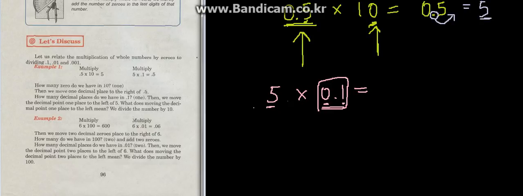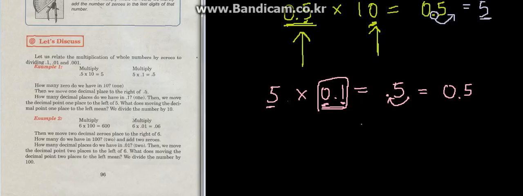So what you will do is just multiply 5 times 1. Multiply 5 times 1 and you will get 5. And then since you have a 0 in front of the 1, you have to move the decimal point to the left and place it here. So the final answer will be 0.5, 5/10. So 5 times 1/10 is basically 5/10.